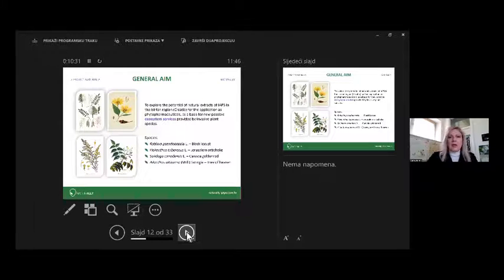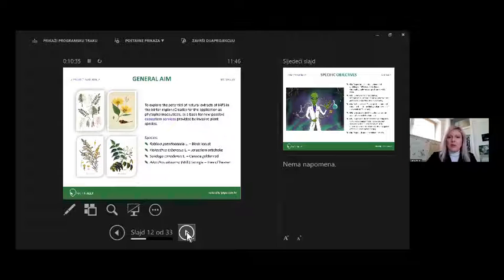The general aim of this project is to explore the potential of natural extracts of invasive alien plant species in the Istrian region in Croatia for the application as phytopharmaceuticals and as a basis for new possible ecosystem services provided by invasive plants. The species that we investigated in our project are black locust, Jerusalem artichoke, Canada goldenrod, and tree of heaven.